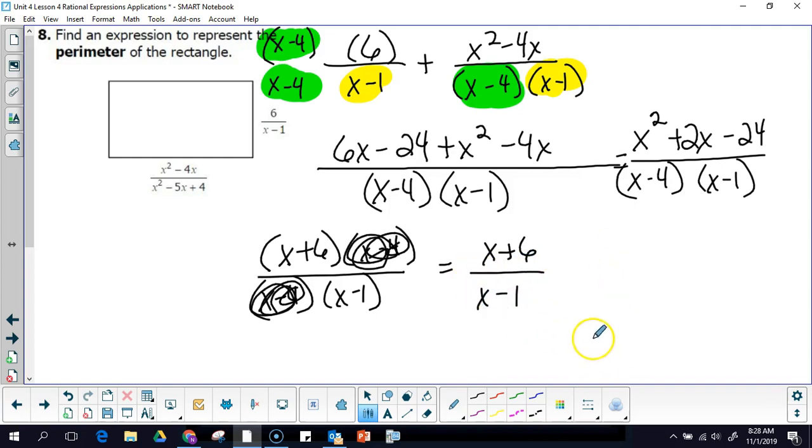The only thing I have left to do is multiply times 2. And I just multiply the numerator times 2. So multiplying times 2 over 1. So I need to distribute the 2. And there you go.